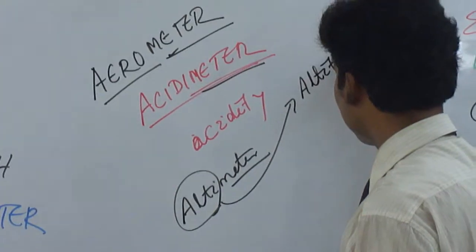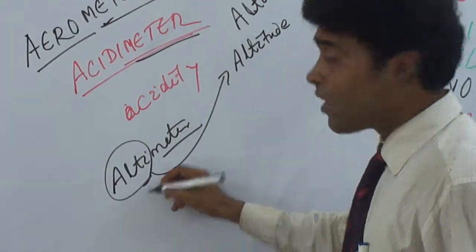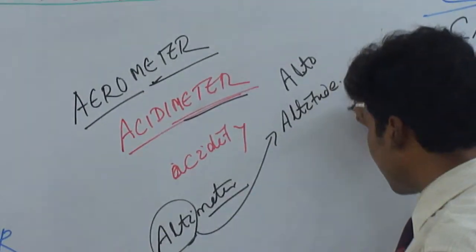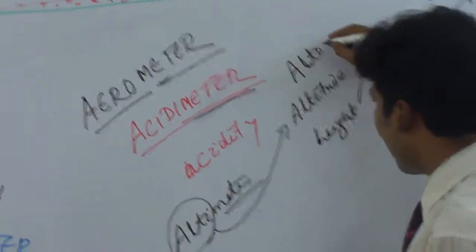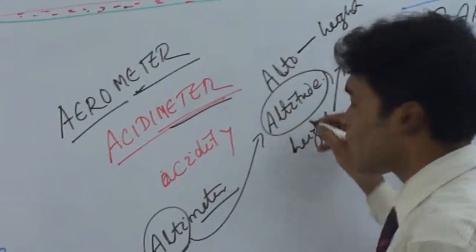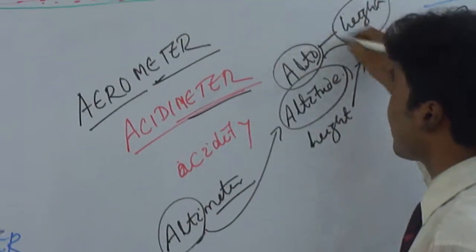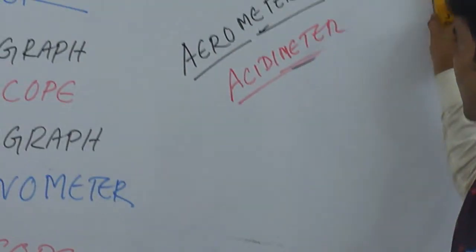Altitude. But alto means height. Do not confuse alto and alti. Alti is your altitude, that is height. Right? And alto means also height. But altitude is related more to the atmosphere, and alto is related more to height only. So keep in mind, altimeter, the instrument used for measuring altitude.